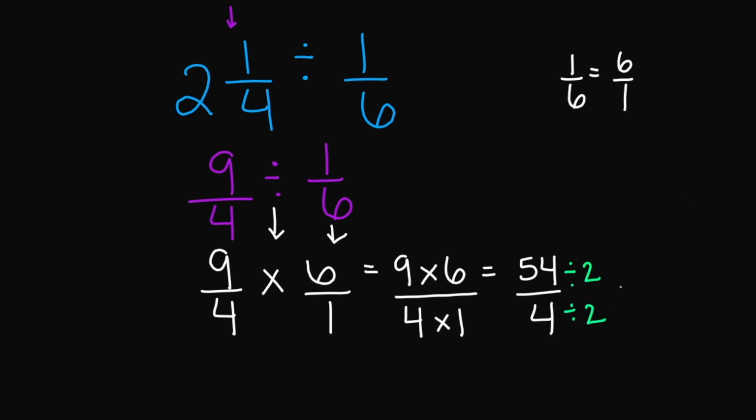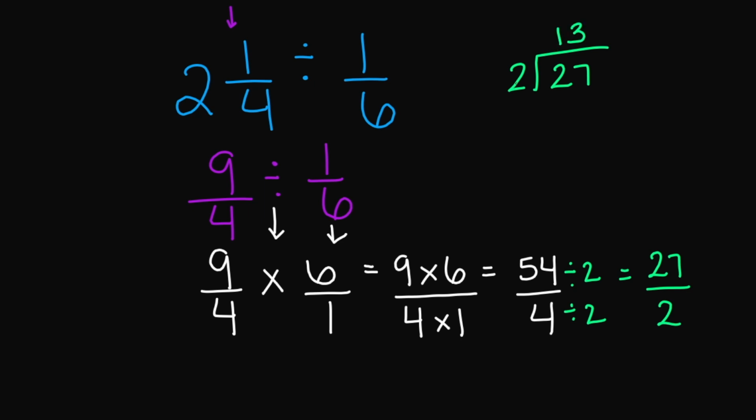2 goes into both numbers. 54 divided by 2 is 27. And then 4 divided by 2 is going to equal 2. Since we have an improper fraction, let's turn this back into a mixed number. 2 goes into 27 13 times. 2 times 13 is 26. 27 minus 26 is going to equal 1. And this is your final answer.